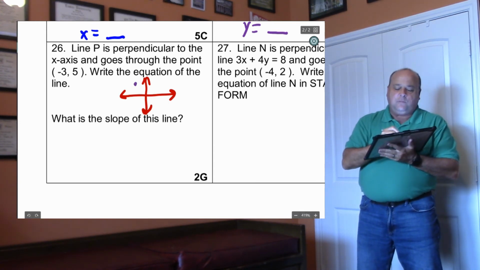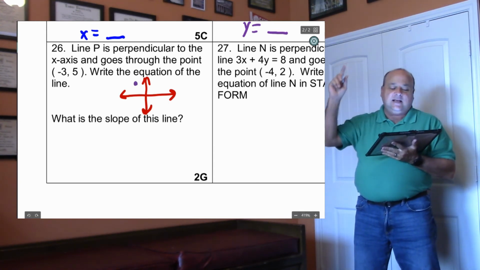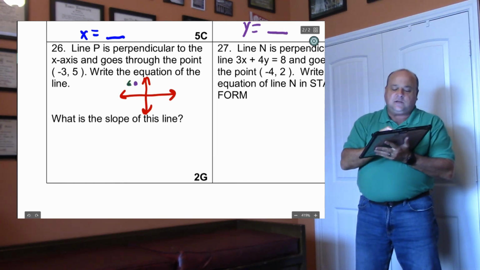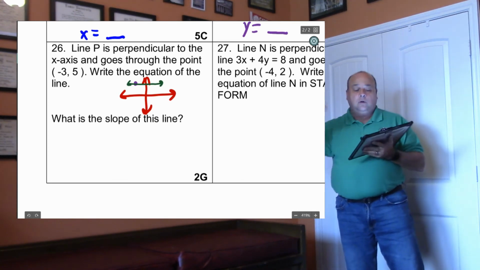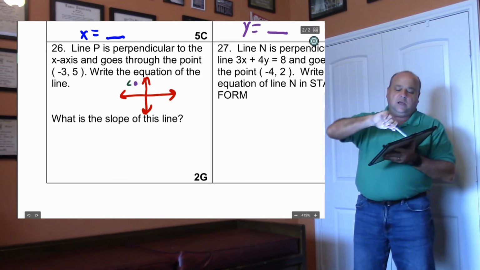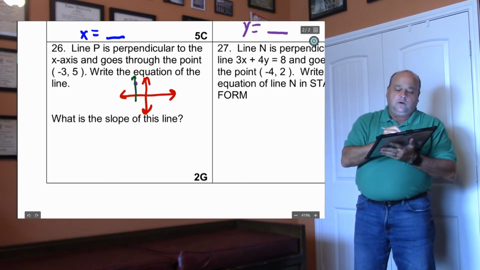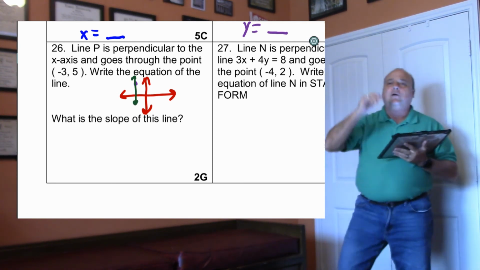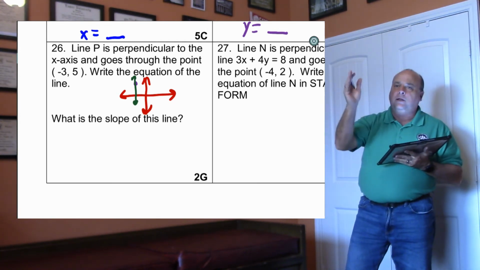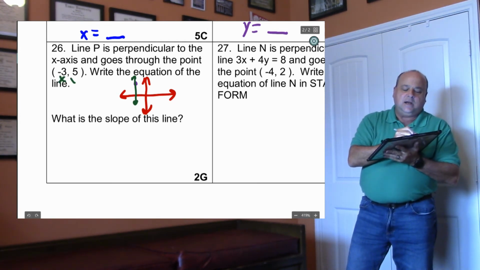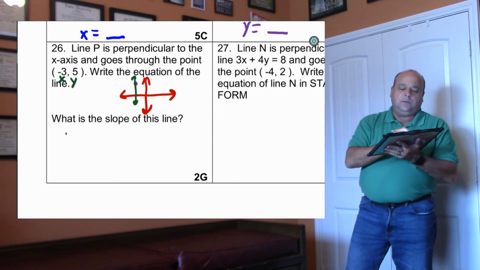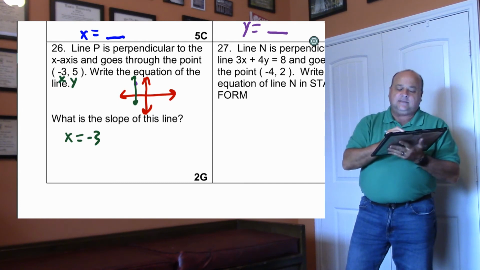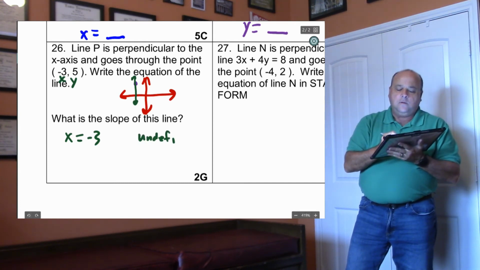Negative 3, 5 would be somewhere up here, right? And it says it is perpendicular to the x-axis. That means it's going to do this. That means that's the y-axis, I'm sorry. Perpendicular to the x-axis does that, doesn't it? Okay, it's going to go straight up and down. It will not cross the y-axis, will it? It only crosses the x-axis. So put an x and a y. The equation would be x equals negative 3, wouldn't it? And an up and down line has an undefined slope.